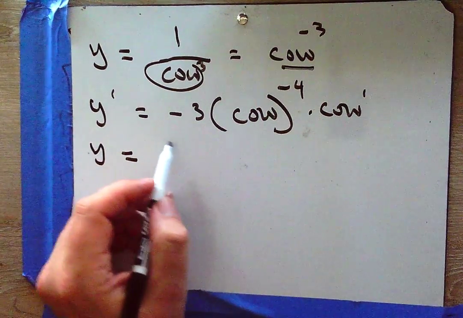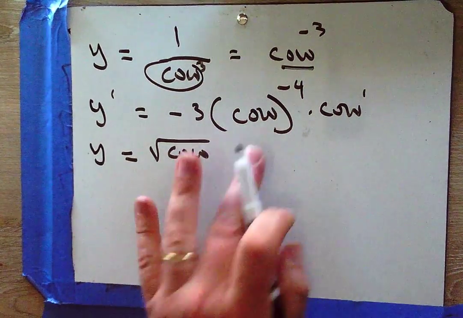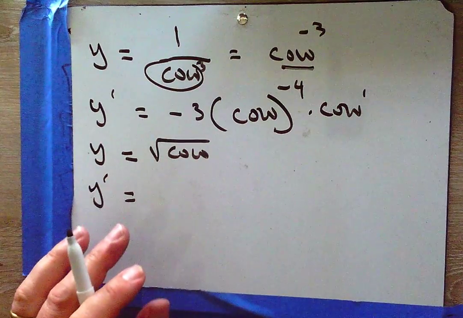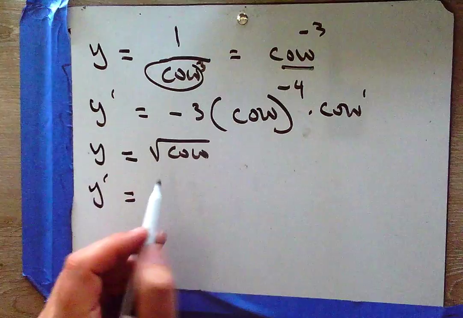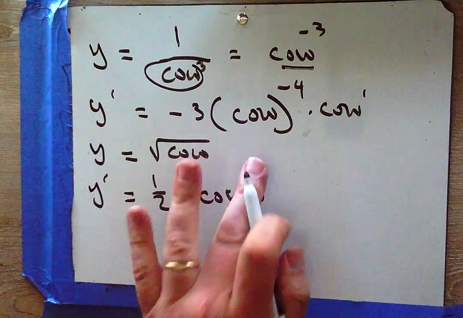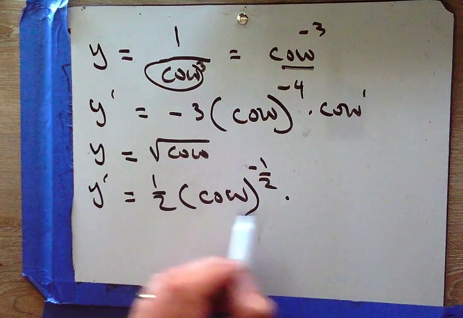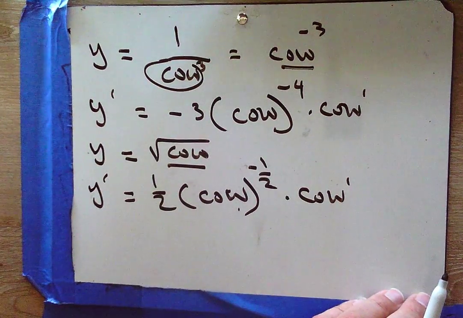Y equals square root of cow. Square root of cow. What would y prime be? Pause the video, give it a try, come back. Hi there. Did you get 1/2, leave the inside alone? Oops, not cow theta, just cow. Don't forget that minus 1/2, times the derivative of the inside cow, which is cow prime.